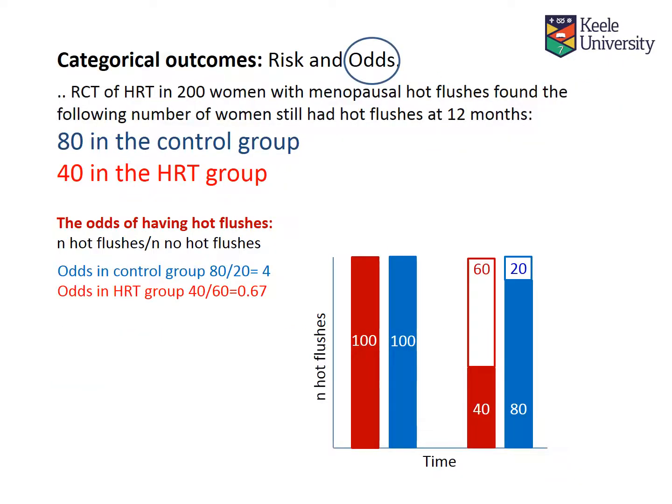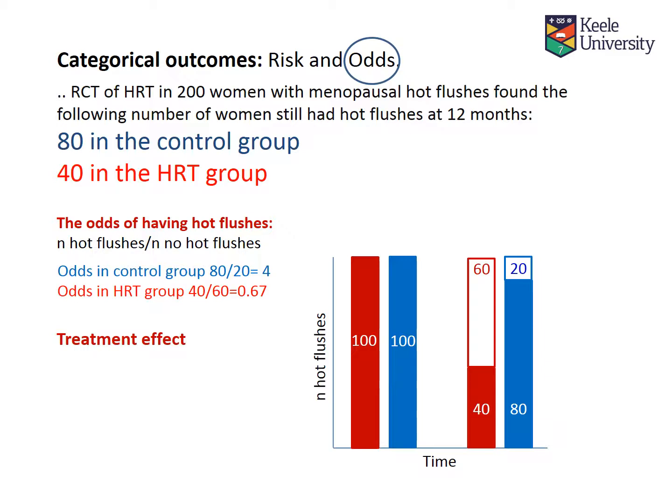Going back to the categorical outcomes and estimating the treatment effect size, now we talked about the risk. Now we talk about the odds. The odds, as we just said, of having hot flushes calculated in each group, as the odds in the control group, which means the odds of having hot flushes divided by the odds of not having them in the same group. 80 over 20, or your odds in the control group is 4 to 1. Your odds in the HRT group is 4 to 6 or 2 to 3.